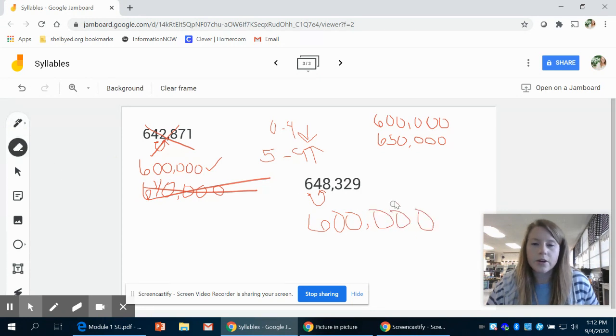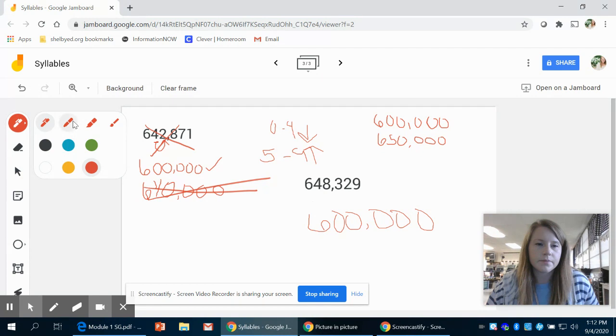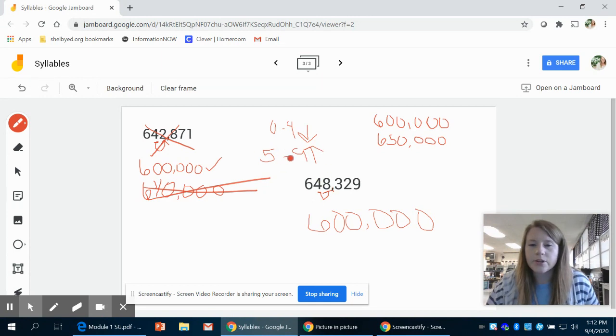Okay, now we've got to figure out what it rounds to in the nearest 10,000s. There's a 10,000s place, so I'm going to look to the next place right there. There's an 8, so that means it's going to round up. That 4 rounds up to 5, and everything after it turns into zeros. So it does round to 600,000, and it does round to 650,000.